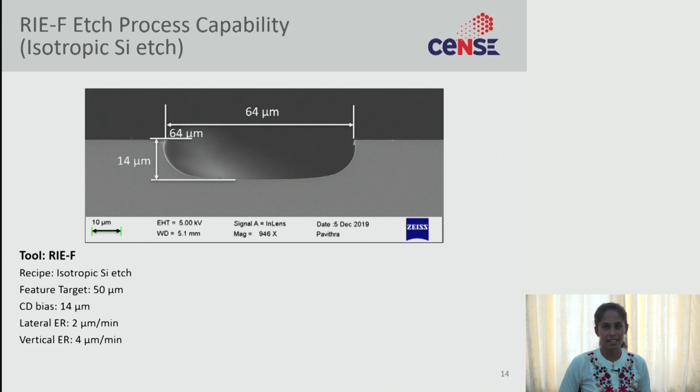And this is the isotropic silicon etch. I was telling you, if you are not using any C4F8 and you are using only SF6 to etch silicon, since it's a pure chemical etch, you will always end up with an isotropic profile. This is one of the isotropic profiles we have achieved in the RIE fluorine.